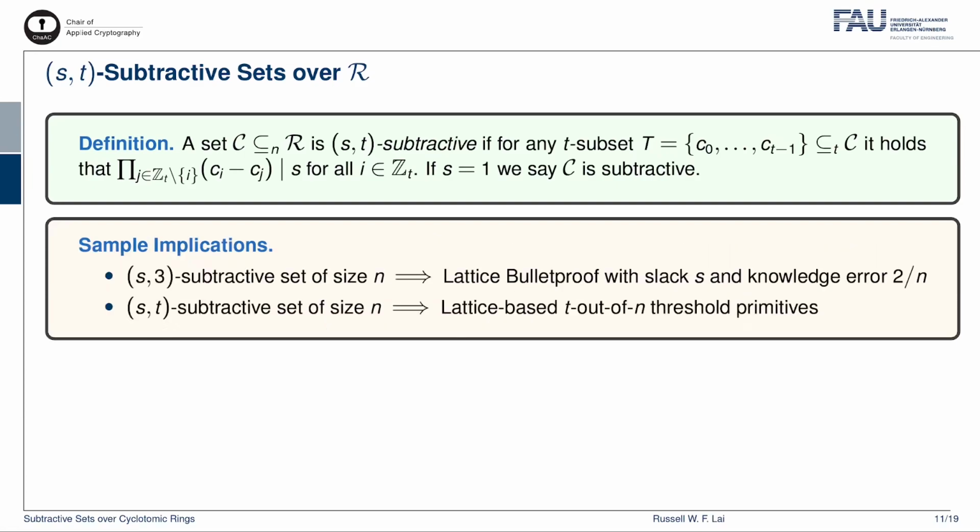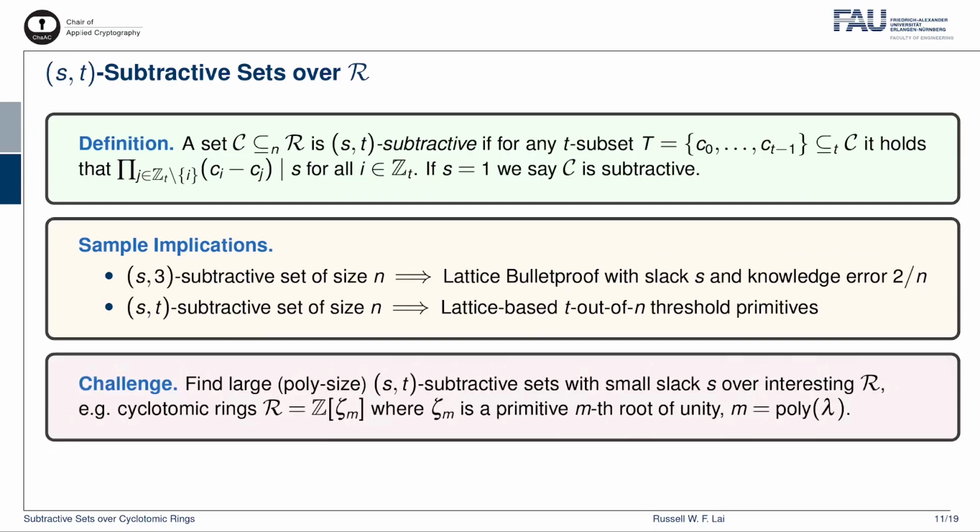To summarize, here are some sample implications of ST subtractive sets. First, if we have an S3 subtractive set of size n, then we can construct a lattice bulletproof with slack S and knowledge error 2 over n. On the other hand, if we have an ST subtractive set of size n, then we could construct lattice-based T out of n threshold primitives. At this point, hopefully you are convinced that ST subtractive sets are some useful objects. Therefore, the remaining challenge is to construct large ST subtractive sets, and by large I mean polynomial size, with small slack S over some interesting ring R.